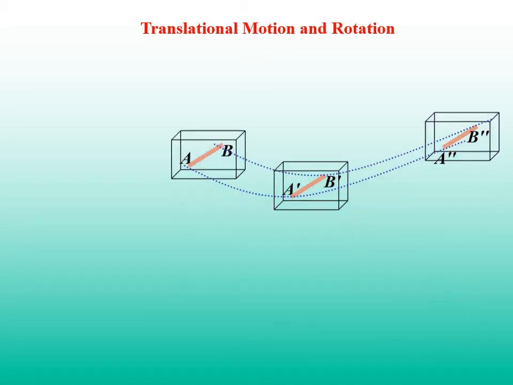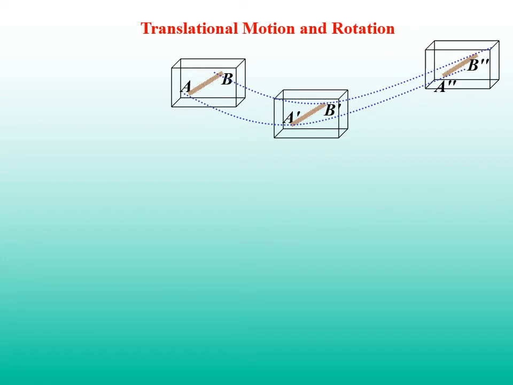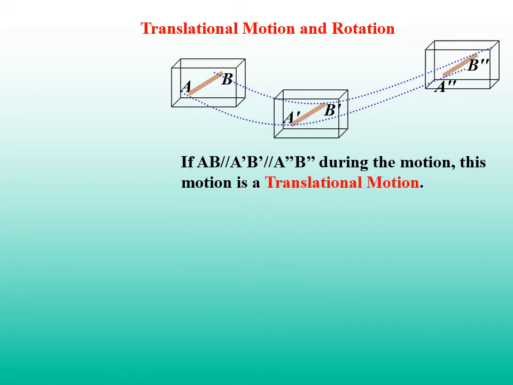There are two kinds of motion here. One is translational motion and the other is rotational motion. You draw a straight line AB on a box, and this box moves. If you find the line AB parallel to line A prime B prime and parallel to line A double prime B double prime, you know this motion is translational motion.